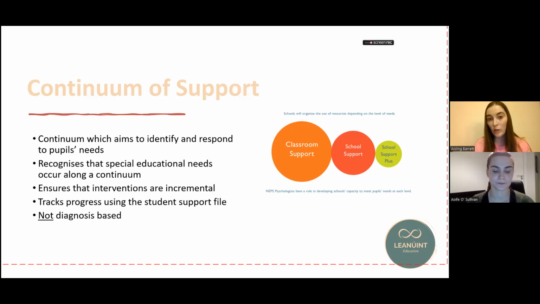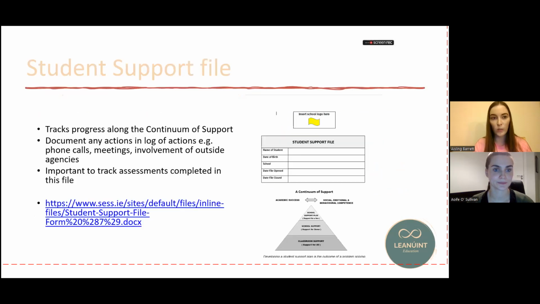For example, last year I had 3 children in my class who had autism, and they were autistic, and one of the children was on classroom support, one of the children was not on the grade at all, and another child was at School Support Plus. So it's just important that it is not diagnosis based.